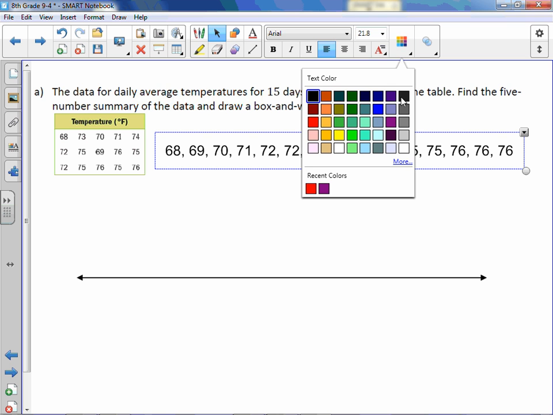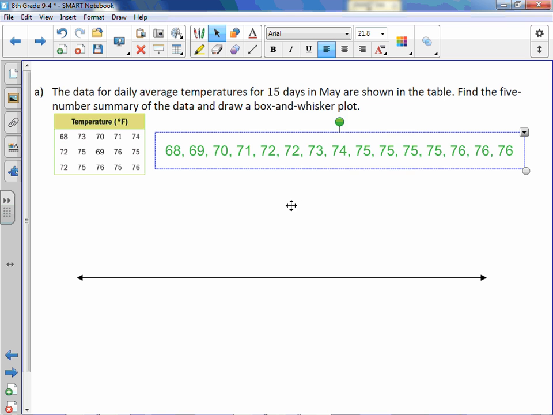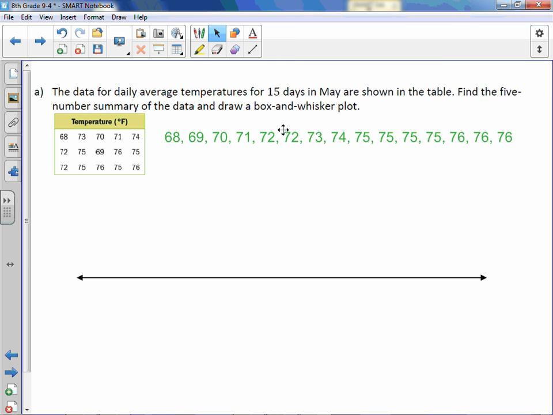So here's the data ordered from least to greatest. Okay. First thing I'm going to do is identify my 5 numbers. The minimum and maximum. We have 68. And when you're doing minimum and maximum, don't put the line through the number. Have them on the outside of the data.